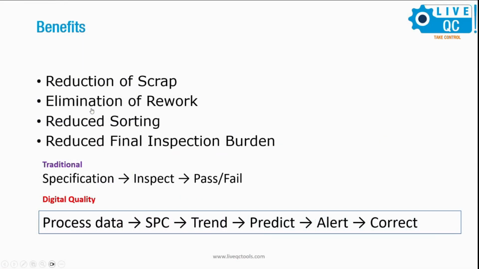So the benefits of this kind of approach are reduction of scrap, elimination of rework, reduced sorting, and reduced final inspection burden. The traditional method is: give a specification, you inspect, pass or fail. While here, it is the process data, SPC, trending, predicting, alerting, and then correcting. Everything is happening on autopilot.